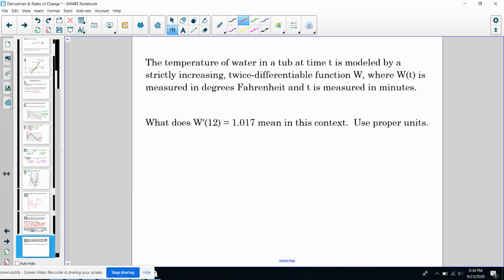So the temperature of water in a tub at time t is modeled by a strictly increasing, twice differentiable function w, where w of t is measured in degrees Fahrenheit and t is measured in minutes. What does w prime of 12 equals 1.017 mean in this context? Use proper units. So again, we can write this using our form. So let's do that first so you can follow that.